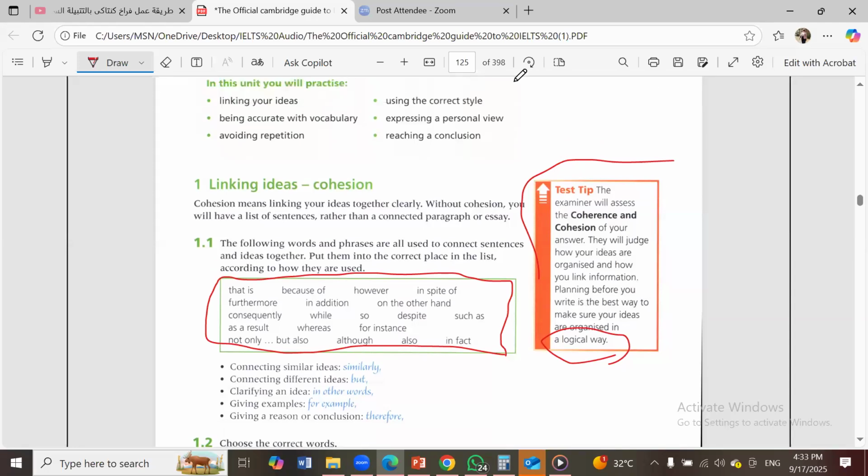We'll continue with these things, just like what we said many times before: linking ideas and being accurate in vocabulary, avoiding repetition. That's very important, that's why we study synonyms and correct style. Starting sentence and the body and ending and reaching a conclusion to sum up eventually, what we said at the very beginning.